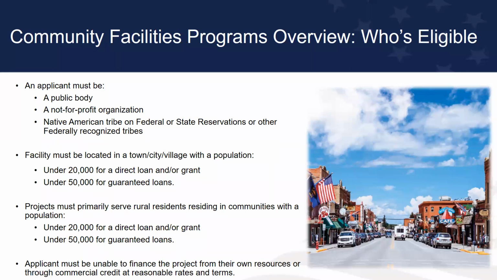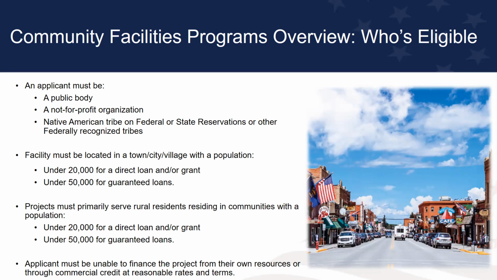As I mentioned, our eligible applicants for the community facilities program are public bodies, nonprofits, and Native American tribes. To be an eligible facility, it has to be located in a town of 20,000 or less, or inside the unincorporated area in a county, to be eligible for the direct loan and grant program. Our guaranteed loan program has a higher population limit. It's 50,000. So if you're a community between 20,001 and 50,000, the community facilities guaranteed loan program kind of helps fill that niche, because you become ineligible for the community facilities direct loan program at the 20,000 limit.